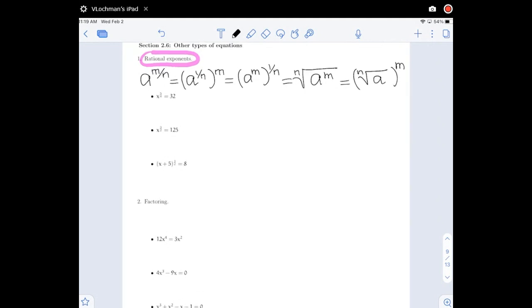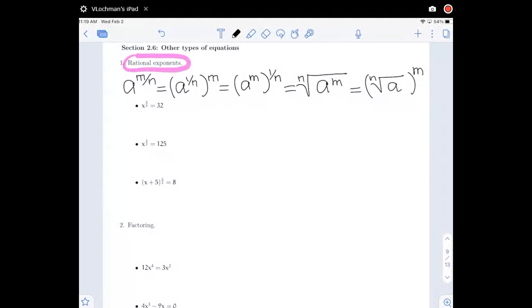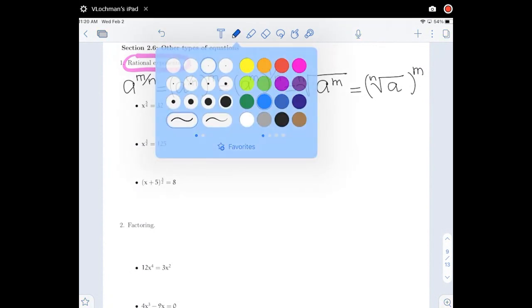Okay, so now knowing this, we can solve these equations, and some of them are pretty straightforward. We can also check our work. So let's go ahead and solve our rational exponent equations. I have x to the power 5 over 4 equal to 32. How am I going to look at it? I'm going to look at it from this point of view.